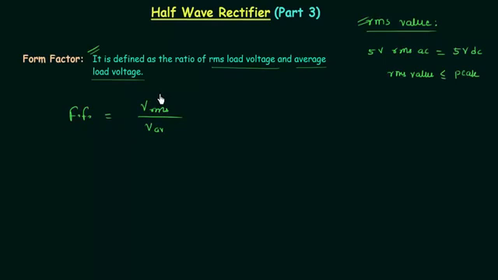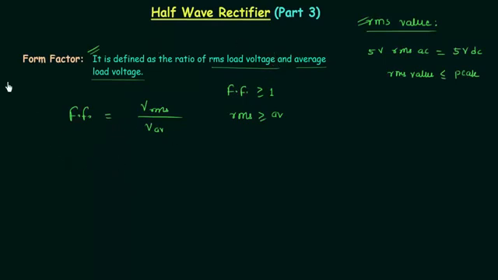But what is the use of form factor? Form factor is used to give information about the waveform, but nowadays it is not mostly used. Form factor is always greater than or equal to 1 because the RMS value is always greater than or equal to the average value. And when they are same, the form factor is equal to 1, and in other cases form factor is greater than 1. Let's try to find out the form factor for half wave rectifier.